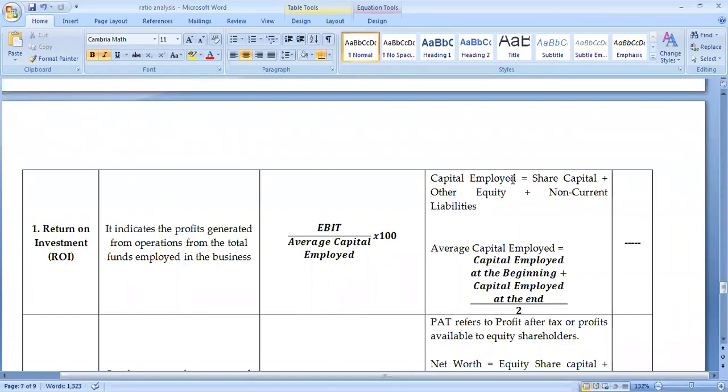And out of that 50,000, what is the profit that will be generated, that will be found out, which is nothing but the capital employed. So what does capital employed include? It includes the share capital plus the other equity plus the non-current liability. Clear?